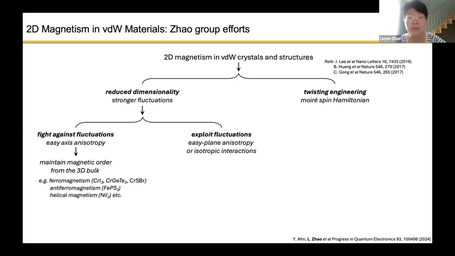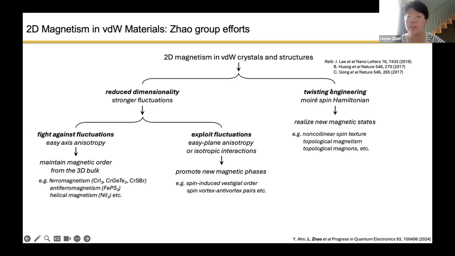Over the years, it has been shown successful in realizing or stabilizing ferromagnetism, antiferromagnetism, and helimagnetism in the 2D limit due to the anisotropy. In the second route, where people exploit the fluctuations, the goal was to promote new magnetic states that arise due to the strong fluctuations. So there have been predictions about spin-induced vestigial states or spin vortex, anti-vortex pairs, and so on. In the other aspect, twist engineering, there has been both experimental and theoretical establishment of realizing new magnetic phases. Examples include non-collinear spin textures, topological magnetism, or even topological magnons.